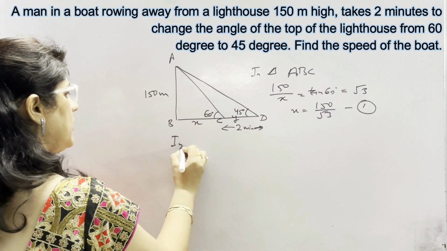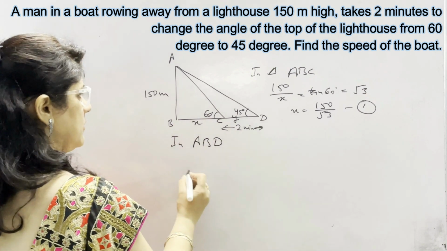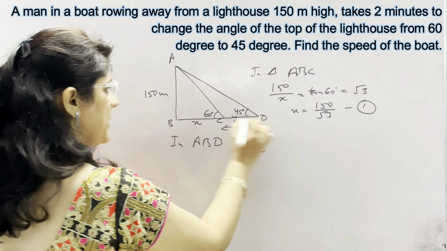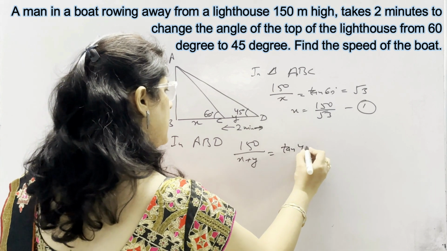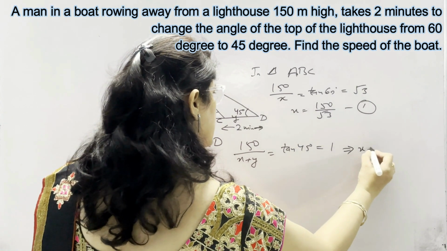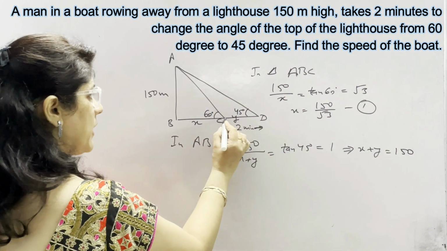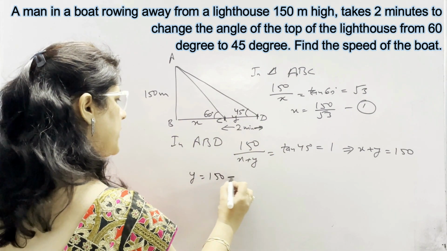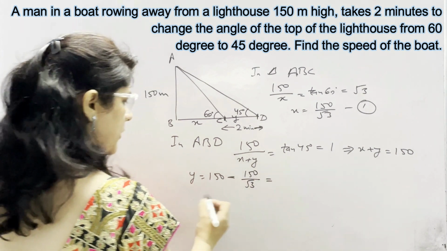Now in the next triangle, the complete triangle ABD, the height remains the same, so the perpendicular is the same, but the base changes. 150 upon (x plus y) is equal to tan 45 and the value is 1. So x plus y is equal to 150. We need to calculate this y distance. So y is equal to 150 minus x, and the value of x is 150 upon under root 3.